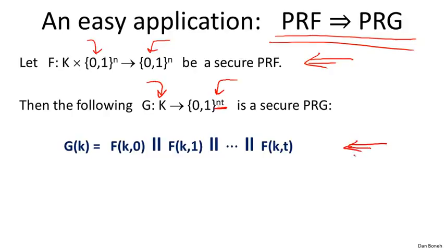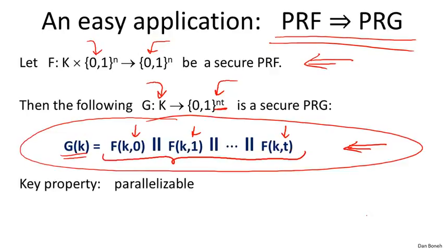This is sometimes called counter mode, where you take the PRF and evaluate it at 0, at 1, at 2, at 3, at 4, up to t, and you concatenate all these values. That's the generator. So we took the key for the PRF and expanded it into n times t bits. A key property of this generator is that it's parallelizable. What I mean is, if you have two processors or two cores, then you can have one core compute the even entries of the output and another core compute the odd entries. So with two cores, you can make this generator run twice as fast as it would with a single core.